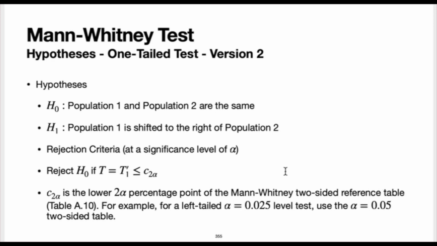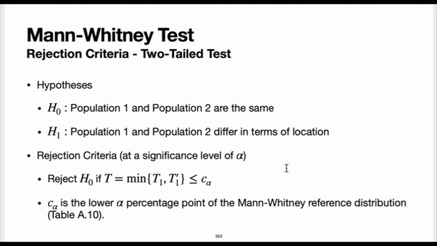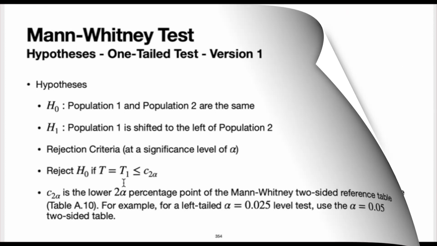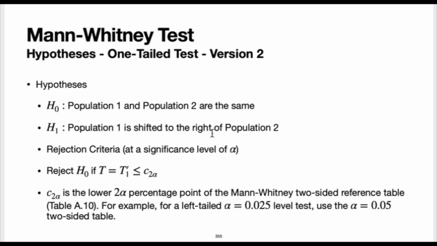Let me just scroll back up. For the two-sided test, the test statistic is going to be the minimum of T1 and the conjugate of T1. For this left-tailed test, the test statistic is T1, and for the right-tailed test, the test statistic T is the conjugate of T1.